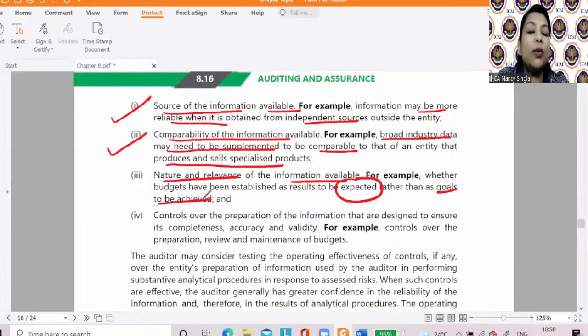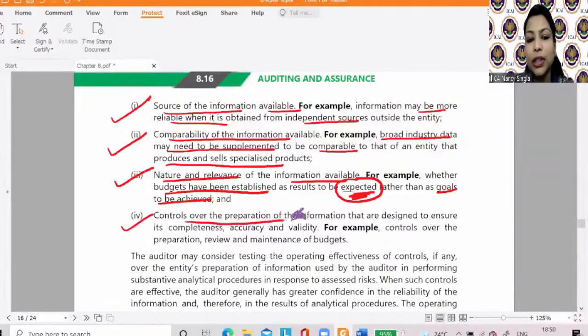Because why? Because the goals are what? Aggressive. A company can say that I want to achieve 100 crores of profit, but based on the circumstances, what is expected should be the budget. So it says nature and relevance of information, whether budgets have been established as a result of what is expected rather than goals to be achieved, because what is expected is more realistic and goals can always be aggressive. Okay? And last is what? Control over the preparation of information. Okay? So if any budgets are being prepared, budgets are what? Internal information. So whether there are controls over preparation, review and maintenance of the budgets. Okay? So with this we have done our second point.